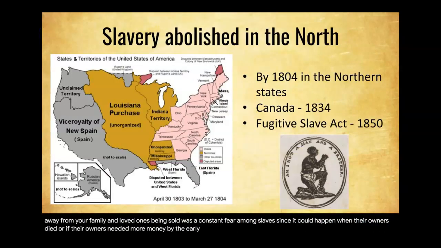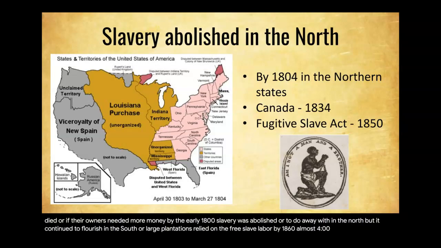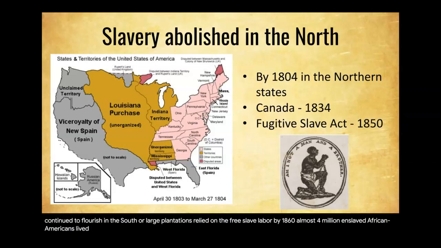By the early 1800s, slavery was abolished, or done away with, in the North, but it continued to flourish in the South, where large plantations relied on the free slave labor. By 1860, almost 4 million enslaved African Americans lived in the South. Even though only 25% of white Southerners owned slaves, most Southerners supported slavery because it was so important to their economy and their way of life.